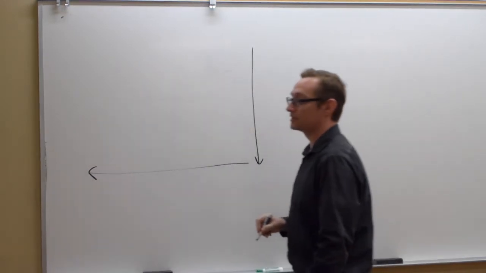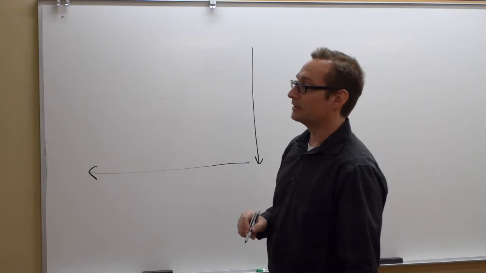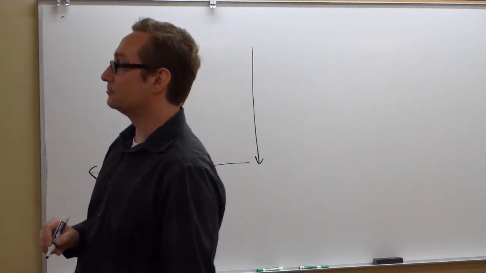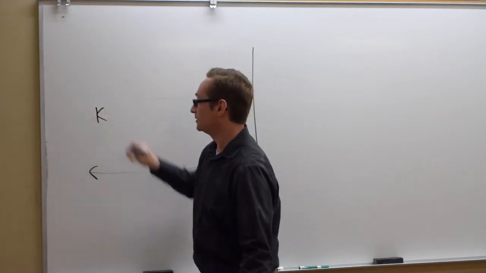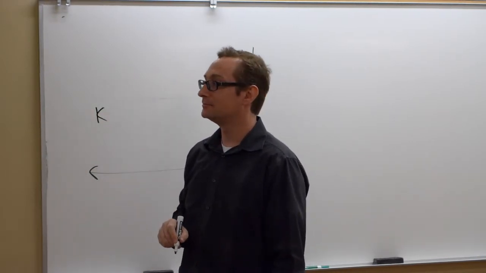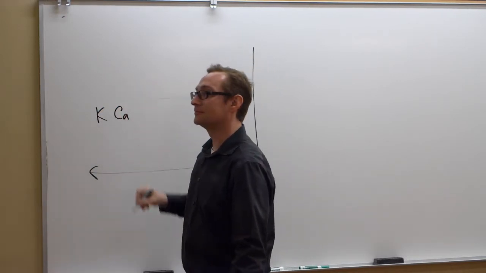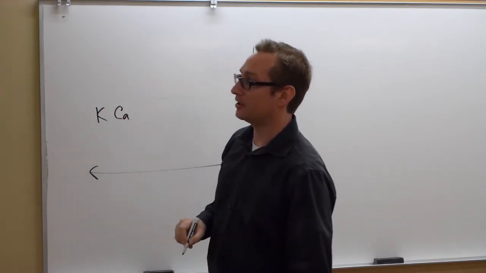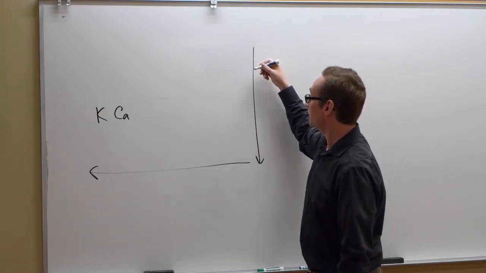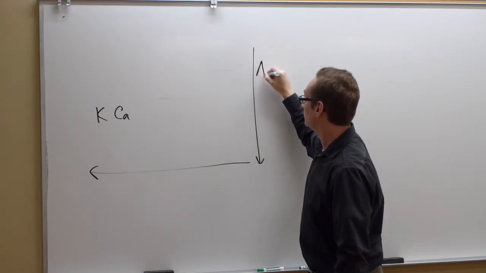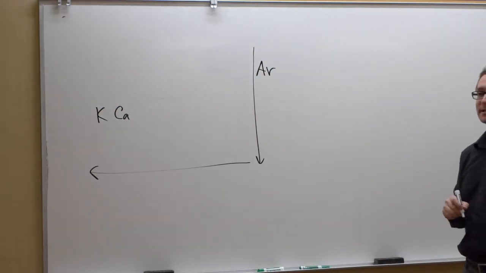So again, we're going to throw our diagram on the periodic table. Where does potassium fit in? Well, we know potassium is here. Where's calcium? Right next to it. Right. We have argon, and we got the right side. Okay. So let's go ahead and just order those in increasing size.